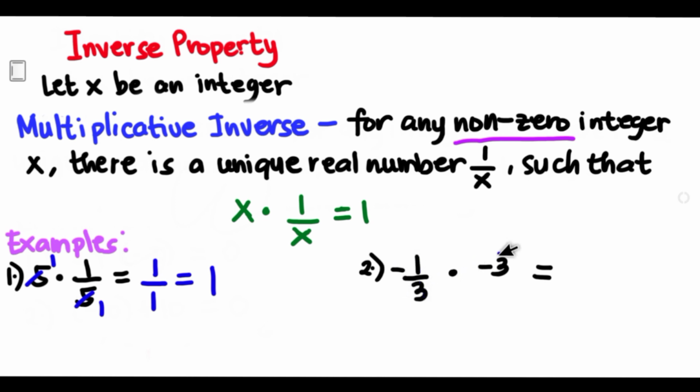So, next naman, number 2. Negative 1/3 times negative 3. So, pwede tayong mag-cancel dito. 3 divided by 3 is 1. Negative 3 divided by 3 is negative 1. So, negative 1 times negative 1 is 1. And then may 1 na denominator. So, 1 divided by 1 is equal to 1. So, tandaan, pag nag-multiply tayo ng mga reciprocals, like ito po, 5 and 1 over 5, dito po, negative 1/3 and negative 3. Pag nag-multiply po tayo ng reciprocals or ng multiplicative inverses, ang sagot po ay 1.